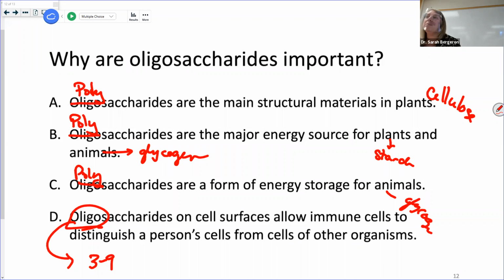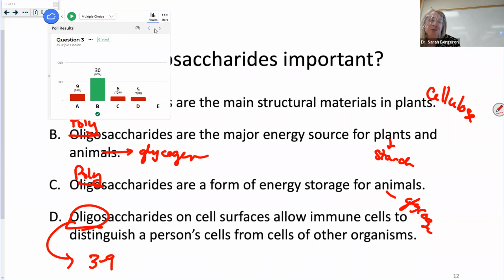3 to 9 monomers of sugar. How many are on the surface for type O? 3. How many for type A? How many for type B? 4. Okay. You'll have to go learn those.